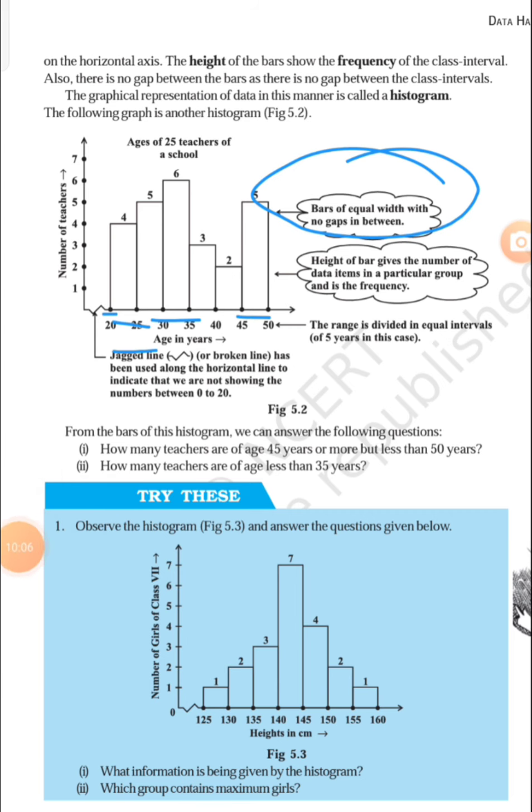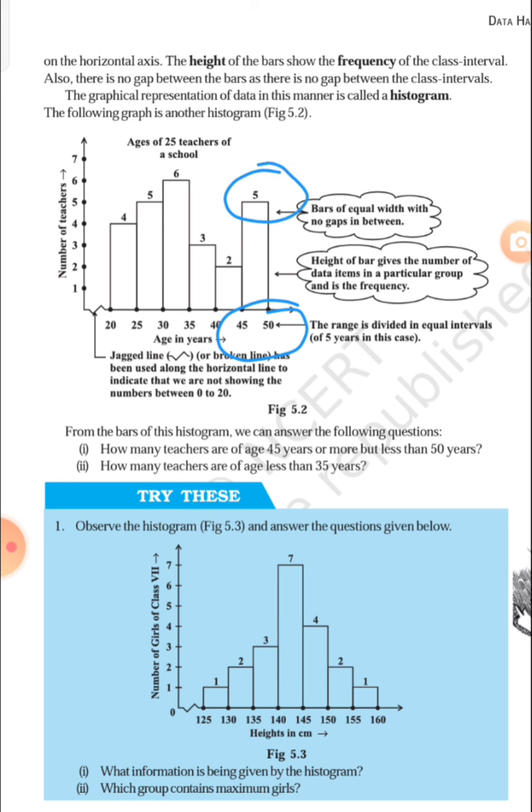The height of each bar gives the number of data items in that particular group. That means the height shows the total number of teachers in this age group. You can see in this bar graph that between the ages of 45 to 50 the number of teachers is 5. Between the ages of 30 to 35 the number of teachers is 6. You can easily understand that kind of thing from this bar graph.